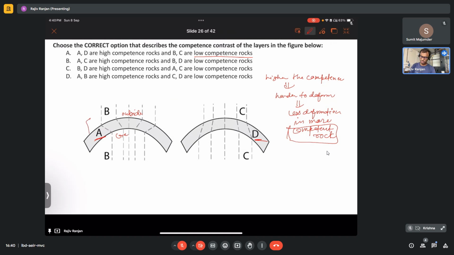Here between A and B, which is more viscous, or which is more competent? B is more competent, right? This you can understand clearly. In C and D, C is more competent.